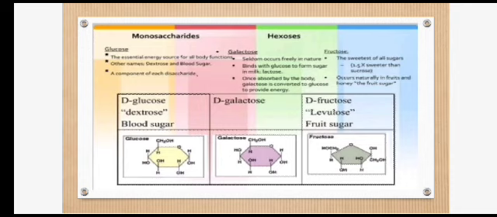Galactose seldom occurs freely in nature; it binds with glucose to form the sugar in milk, lactose. Once absorbed by the body, galactose is converted to glucose to provide energy. Fructose, the sweetest of all sugars, occurs naturally in honey. It is also called fruit sugar.